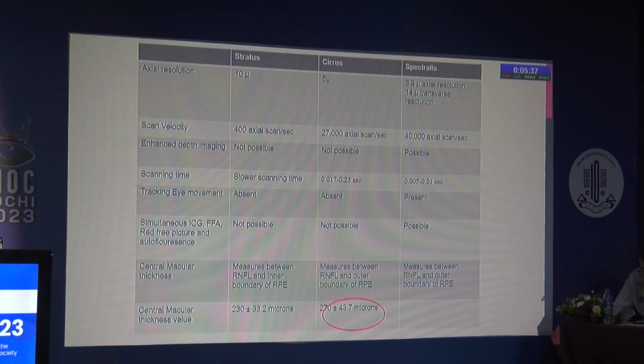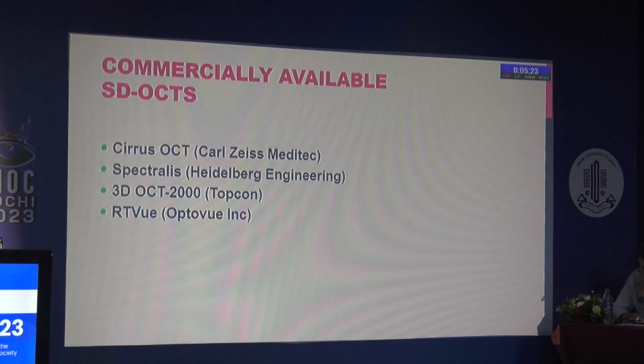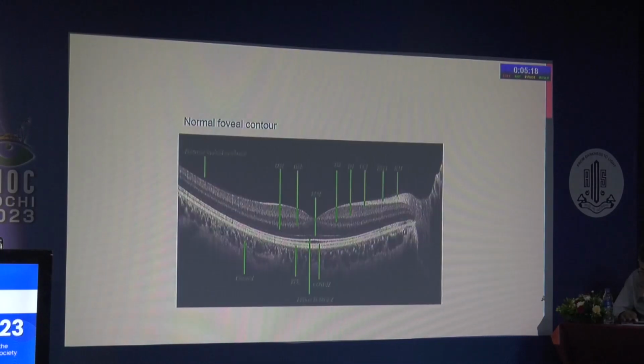This is a detailed list of all the machines that we have. This was the first one. I think we are all very thankful to this machine for giving us a real insight into retinal disease. Of course, then the improvement took place, and day by day we are getting better machines. So these are all the machines that we are having. We are all aware of that. This is a normal OCT that you will have.